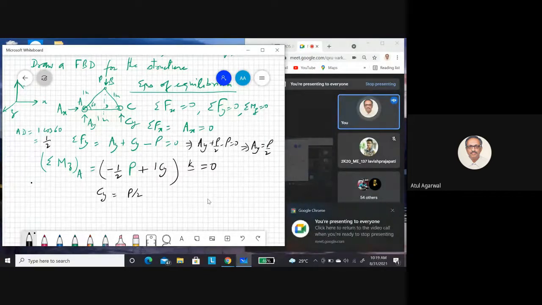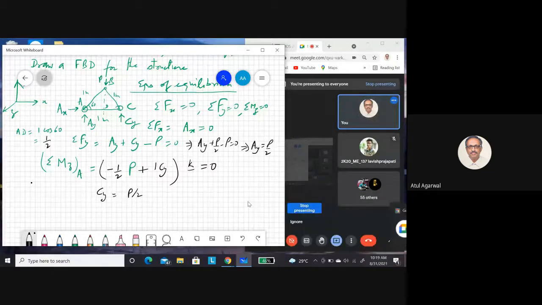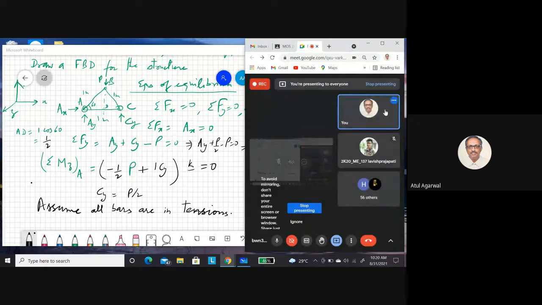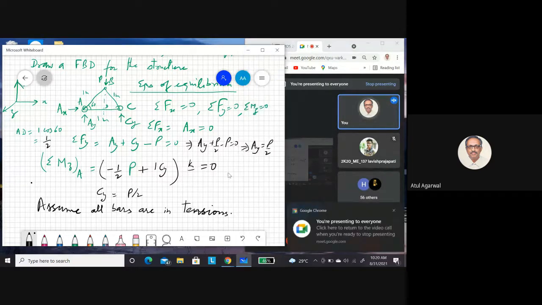Now what is there is that we have to solve the truss. So we assume all bars are in tension. Suppose some bar is in compression, then what will happen? The internal force sign will be negative. If the internal force sign is positive, then it stays in tension. Otherwise, you come to know it is in compression. Now I'll explain it.